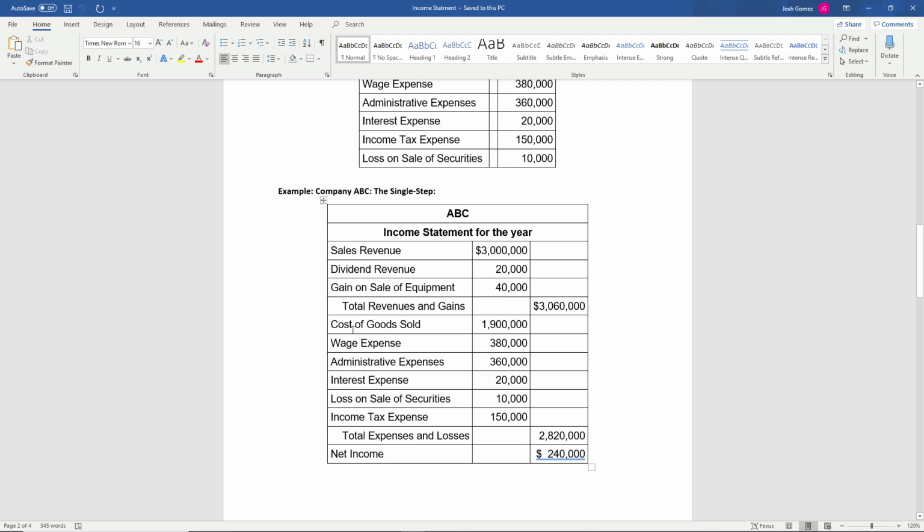Minus. Now let's account for the expenses and losses. So cost of goods sold, wage expense, administrative expense, interest expense, losses on sale of securities, income tax expense, and then that gives us the total. And then, like what we said before, we essentially take the difference between the two, and that gives us net income.